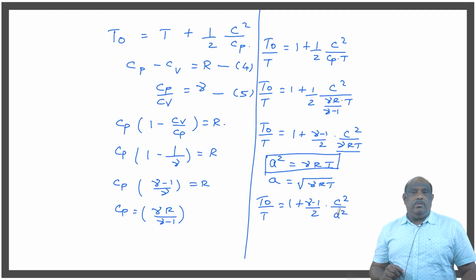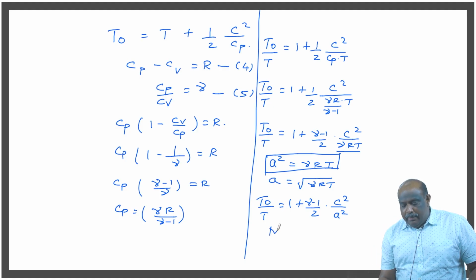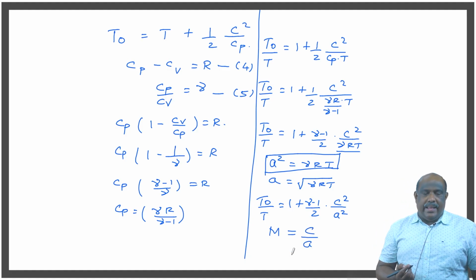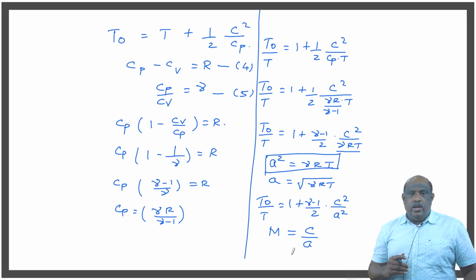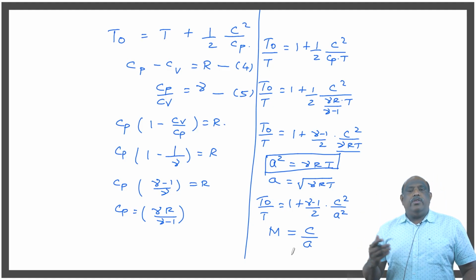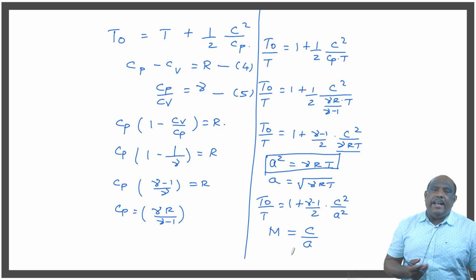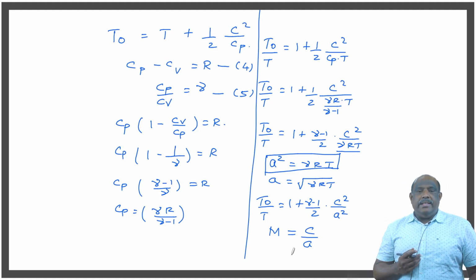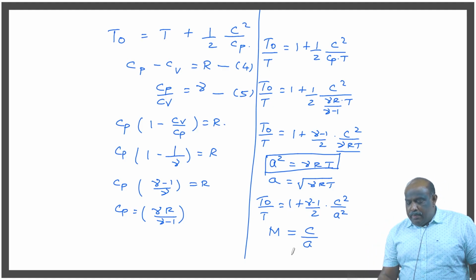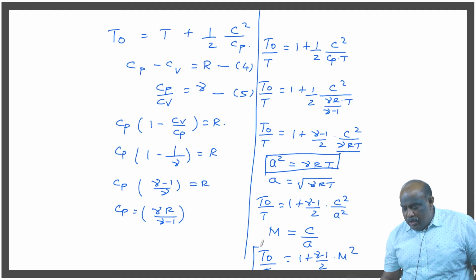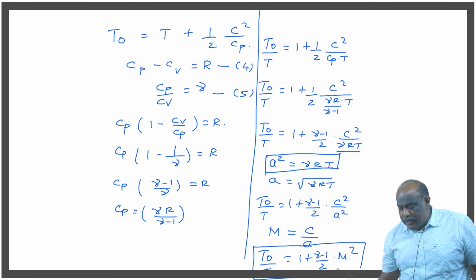Also we know that the Mach number is given by C by A. It's a ratio of the velocity of the fluid to the velocity of sound in air, generally, because the flight is going to travel in air. So M equals C by A. If it travels in another medium, A will also vary, but generally the Mach number is defined for flights, which travel in air. So C squared by A squared becomes M squared. So finally we end up with T naught by T equal to 1 plus gamma minus 1 by 2 into M squared. This is the final expression for the stagnation temperature.